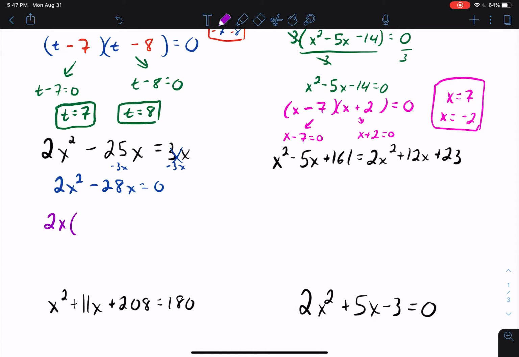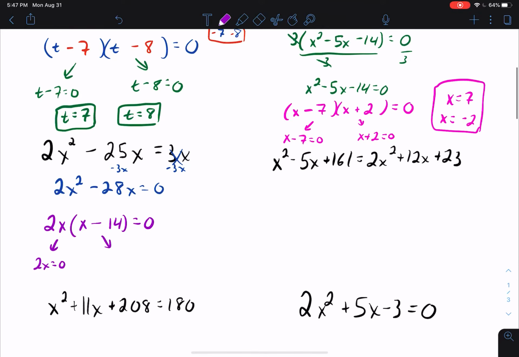And I'm going to be left with x minus 14. So 2x times x minus 14 equals 0. That's as much as I can factor. Now that I have my two factors, 2x and x minus 14, I can split those off and set each of them equal to 0. Well, 2x equals 0. If I solve for x there, I get x equals 0. And x minus 14 equals 0. If I solve that, I get x equals 14. So for this one, x equals 0, x equals 14.